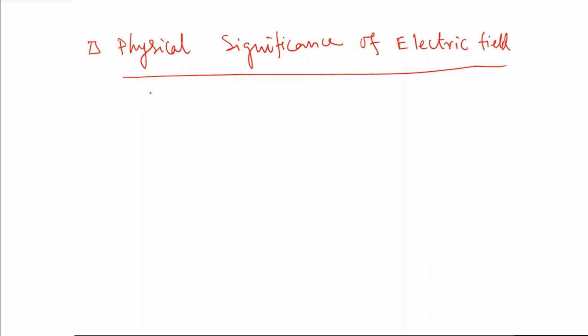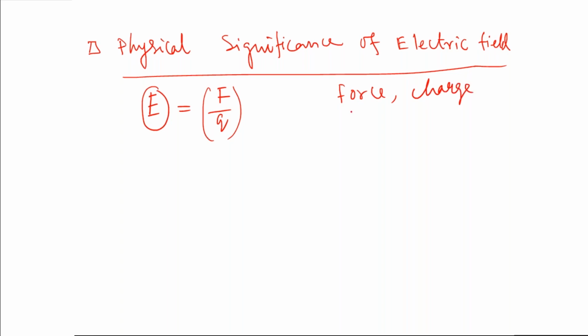So in electrostatics, obviously, we have defined the electric field as the force per unit charge. This is how we have defined it. So this is another physical quantity. The force is there already, charge is already there. I know these two terms: force and charge. I'm saying that force per unit charge is equal to E. So electric field is another physical quantity.